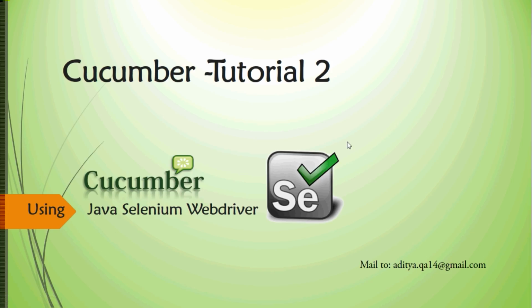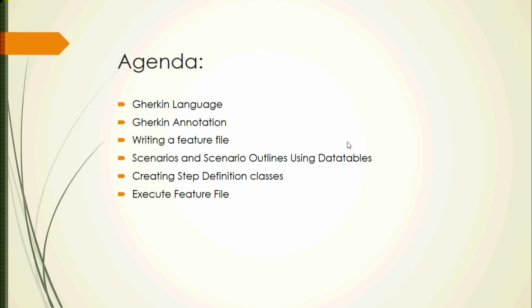Today our tutorial 2 is on Cucumber using Java Selenium WebDriver. In this tutorial I will cover the basics of Gherkin language, right, and what the Gherkin annotations are, writing a feature file in Eclipse, and then scenarios and scenario outlines using data tables, then creating step definition classes, then executing the feature file. Okay.